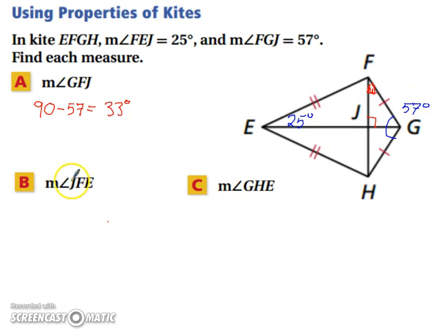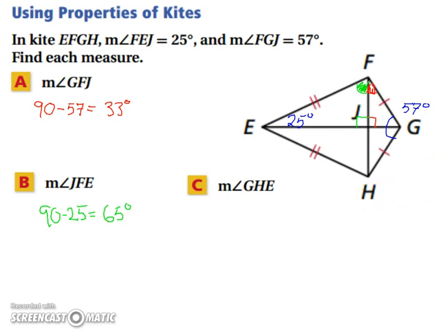Alright, so let's look at the measure of angle JFE. The measure of angle JFE is this one here. We can use the same principle. We know that this angle must be 90, for the diagonals are perpendicular, so we can simply take 90, subtract 25, and get our third angle in this triangle. In this case, 65 degrees.